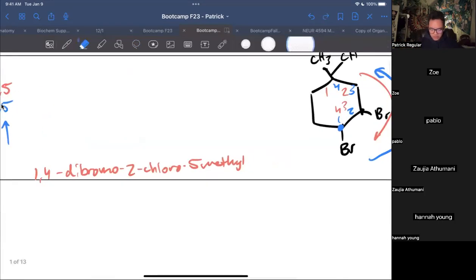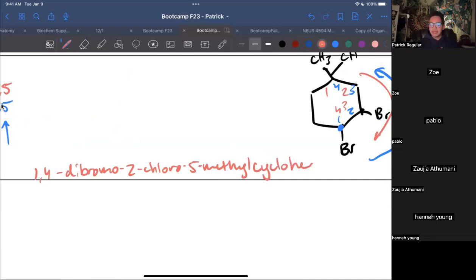We move this down and add that dash that I forgot to put. Here, let's just do that. 5-methyl. Important to remember that cyclohexane.